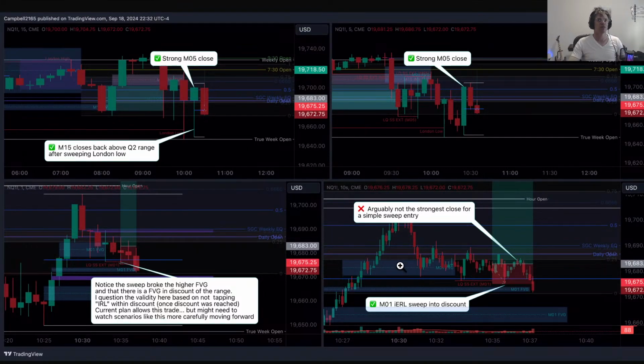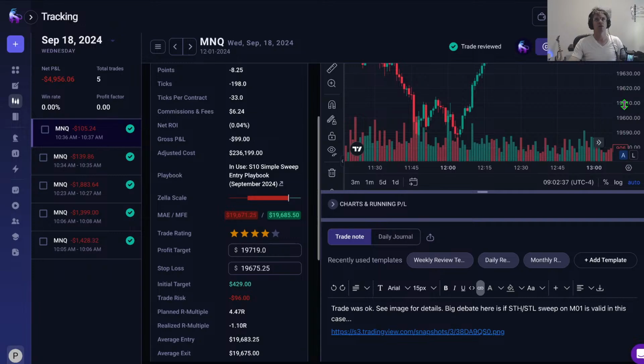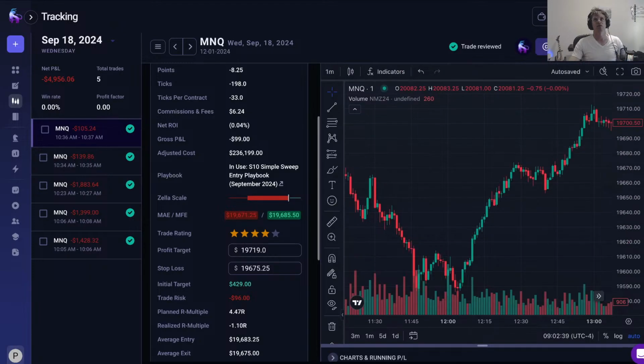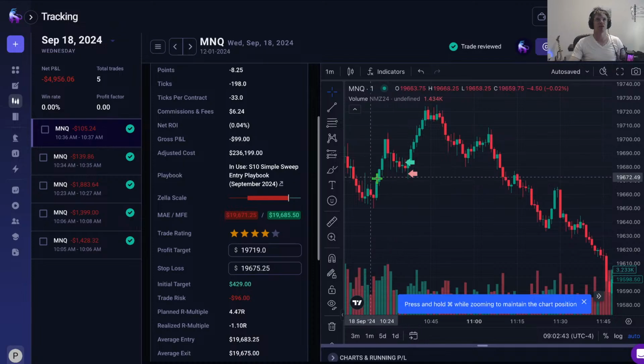So here's a case where I was learning more and more, and I got back out of the discount. In some ways, this did meet the criteria. It swept internal ERL. The thing is, there's this M1 fair value gap right here, and what ended up happening on this, I don't think I actually logged or took a screenshot of, but you could see that it effectively hit that fair value gap and then it went.